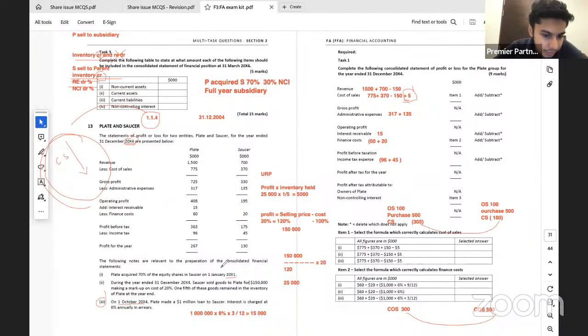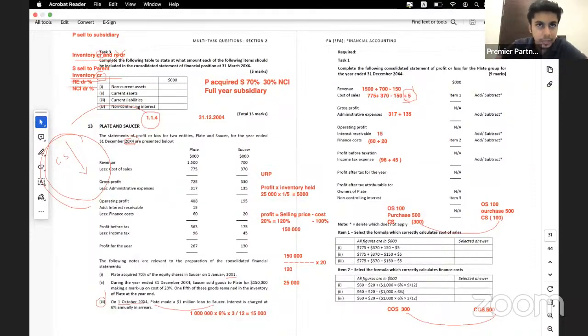Guys, can you see? This is a transaction happening between parent and subsidiary. When transactions happen between parent and subsidiary, we call them intra-group transactions. Bottom line, you should eliminate all intra-group transactions. Once again, guys, when transactions happen between parent and subsidiary, we always have to eliminate them. If not, it will result in double counting the same thing.